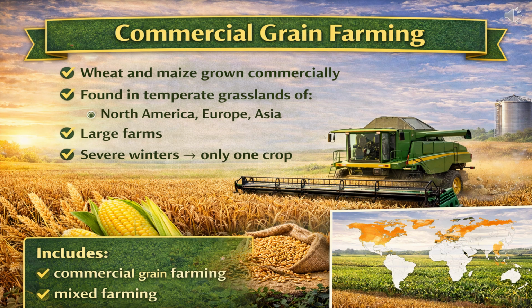First is commercial grain farming. In this type, crops like wheat and maize are grown mainly to sell. This farming is common in temperate grasslands of North America, Europe, and Asia. These farms are very large. But because winters are severe in those areas, farmers usually grow only one crop in a year. Now let's see another type of commercial farming.